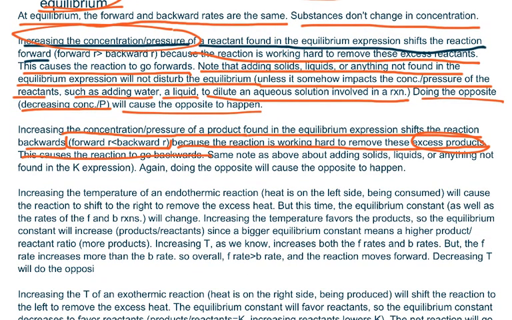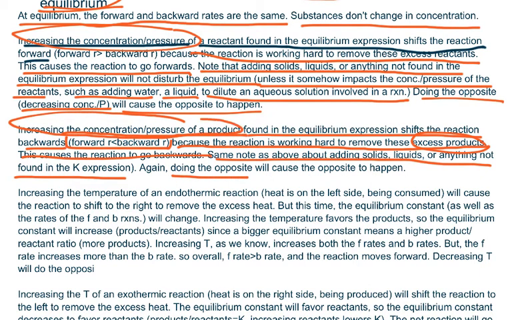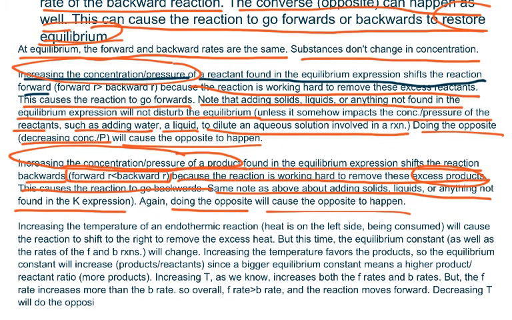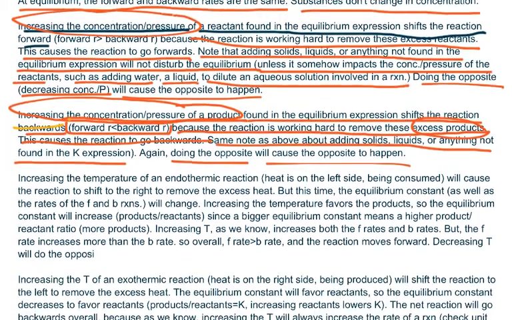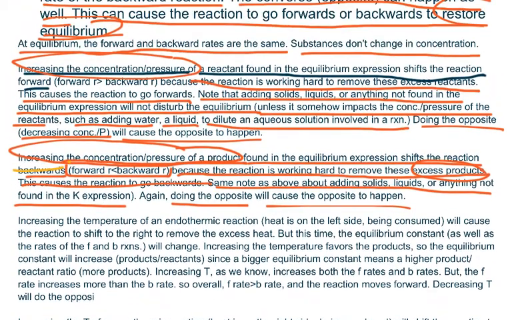Now, the same note as above about adding solids, liquids, or anything not found in the K expression applies to the products as well. Now, doing the opposite of increasing the concentration or pressure of a product will cause the opposite to happen. So if you decrease the concentration or pressure of a product, then the reaction will go forwards instead of backwards.